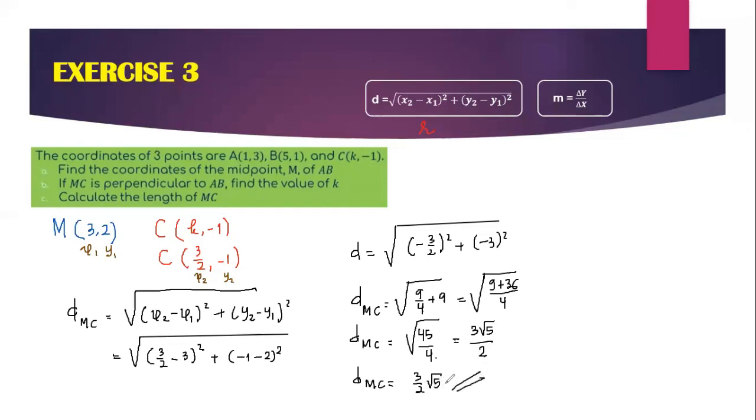Finish. You can use your calculator: root of 5 and then times 3 over 2. You can use the decimal number here, but the formula is like this. So the length of MC is 3 over 2 root of 5 units. Is it clear, everyone?